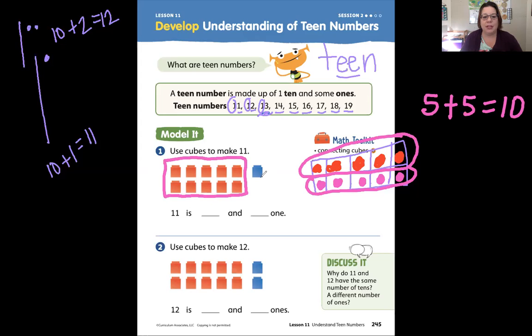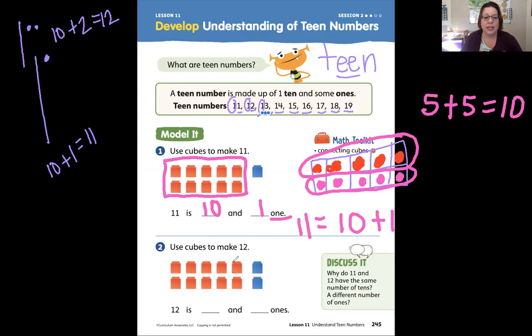So there were 11 cubes. I boxed in my 10 and added one more. So 11 is 10 and 1. So I could write this: 11 equals 10 plus 1. Did you get that? Did you write it all down? Okay, we're moving on. Going to clear my screen.